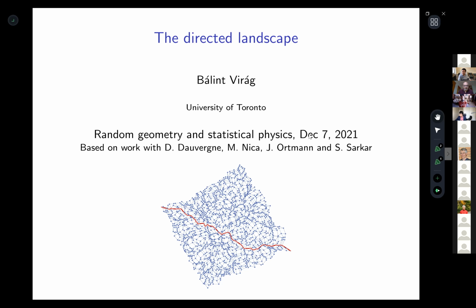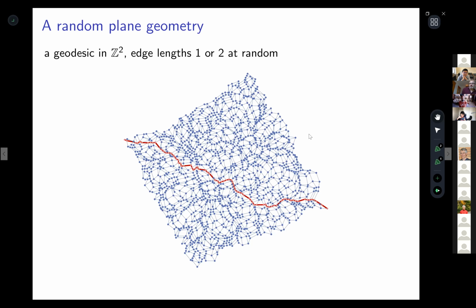When I talk about random geometry, I just want to do the absolutely simplest thing you can do in the plane, which is to put some kind of IID metric. The simplest way to do that perhaps is to look at the Z squared graph and assign length 1 or 2 to the edges by tossing coins. This defines a new metric, and then you're just interested in the most basic questions about this new metric.